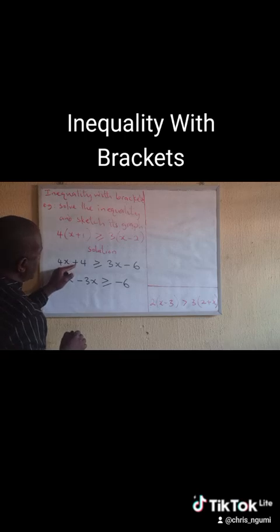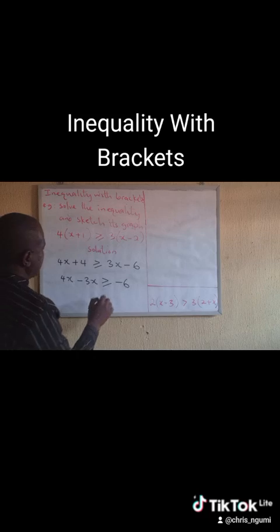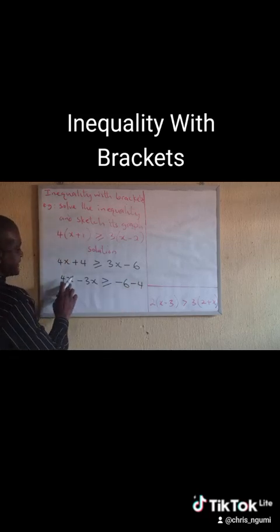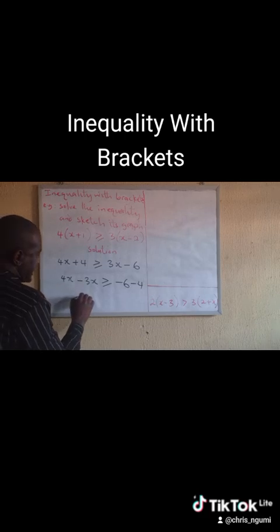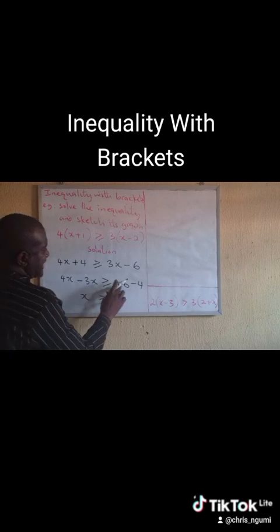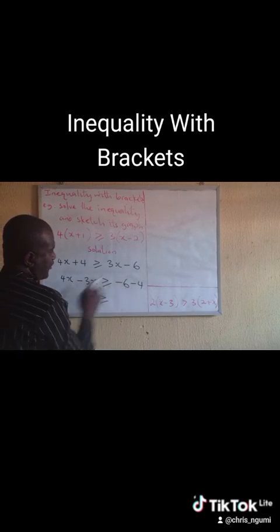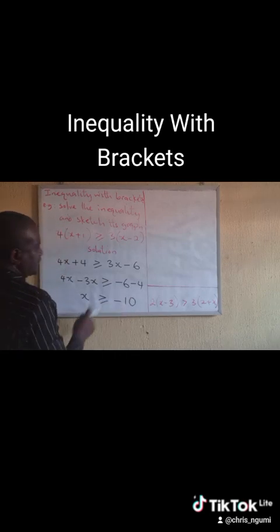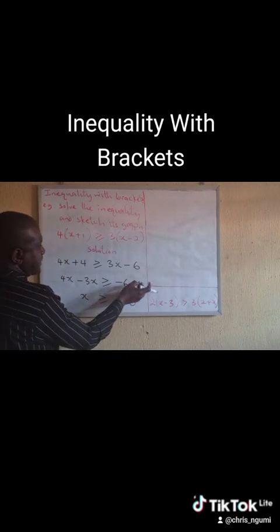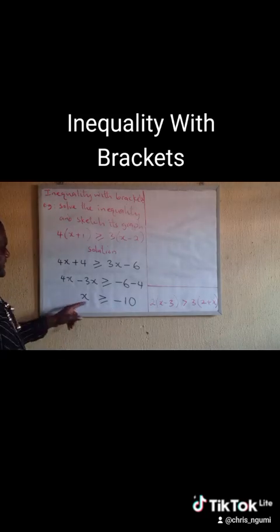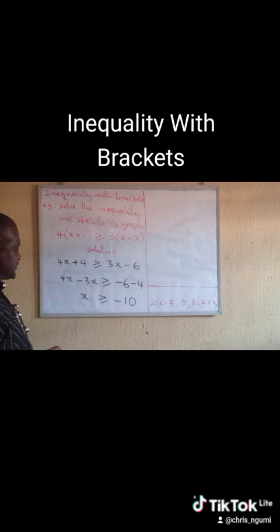Now, when I'm moving, this plus 4 is on the left hand side. When it's going to the right, it becomes minus. So I have minus 4. So here too, 4x minus 3x is 1x. So I'll write x greater than or equals to. Now, minus 6 minus 4 is minus 10, because you have a minus and you have another minus. So it gives you a minus 10. So x is greater than or equals to minus 10.